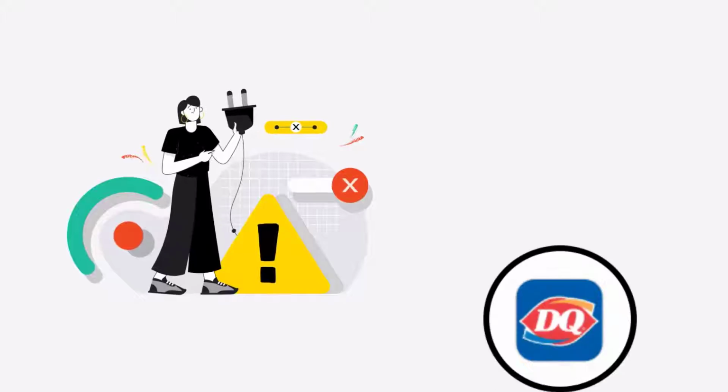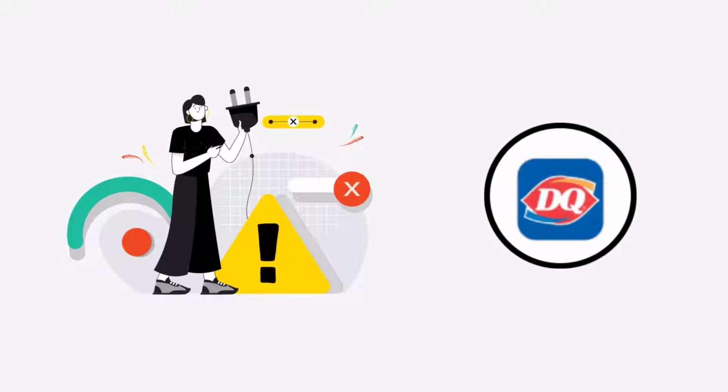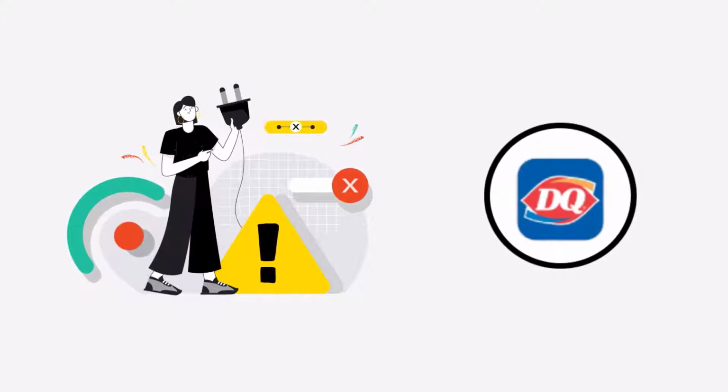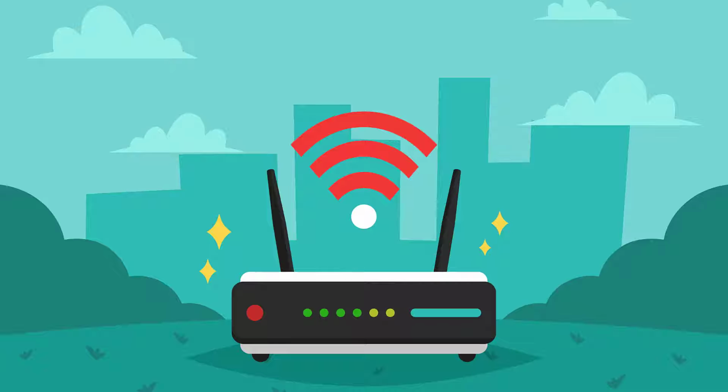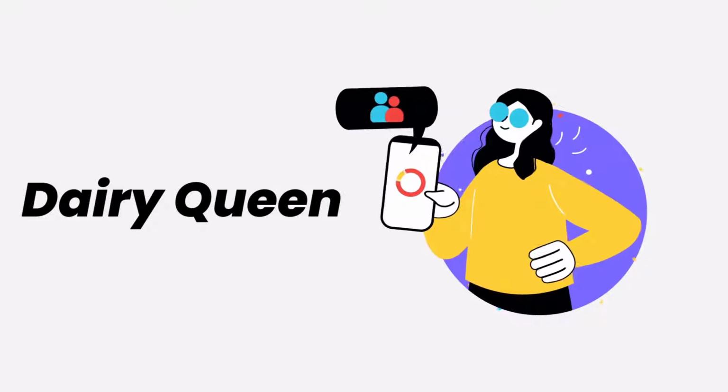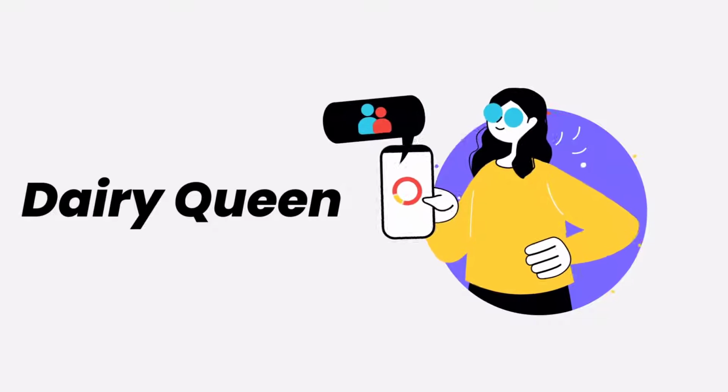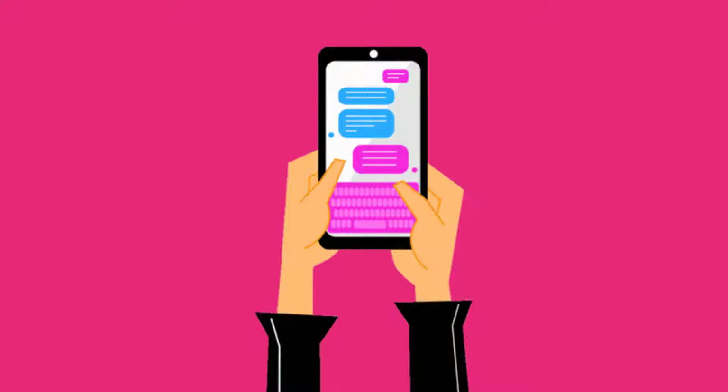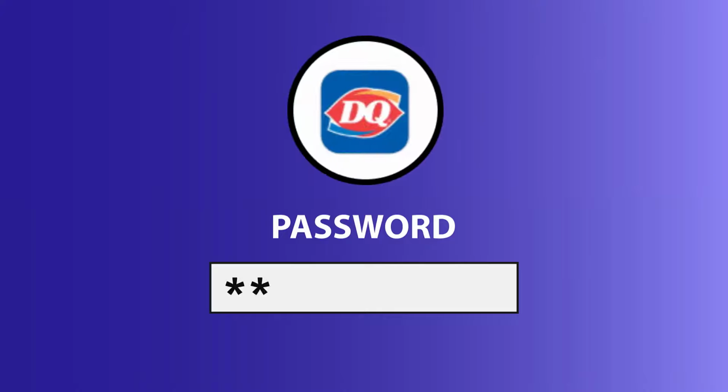It might be possible that you're not able to log into the Dairy Queen app due to a connectivity issue. So first of all, you need to make sure you have a strong and stable internet connection. To do so, you need to do a quick test to check if your internet's working or not. Simply open up an app that runs on internet other than the Dairy Queen app and check if it's working or not. You can also try switching from Wi-Fi to mobile data and vice versa. Doing this might help you log into your Dairy Queen mobile app.